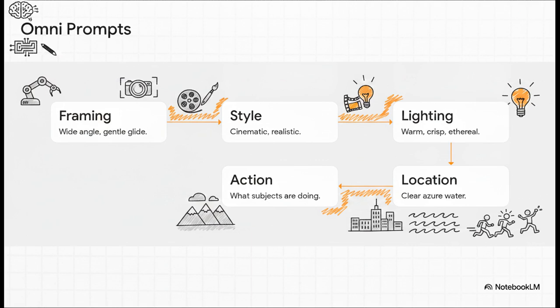Next is style. Keep it simple. Say cinematic or Studio Ghibli and let the AI do its thing. Third is lighting, the unsung hero of cinema. Be specific. Is it warm, crisp, ethereal? Fourth is location, where broad strokes usually work best. And finally, action. What are your subjects actually doing? If you structure your prompts this way, your results go from just okay to absolutely breathtaking.